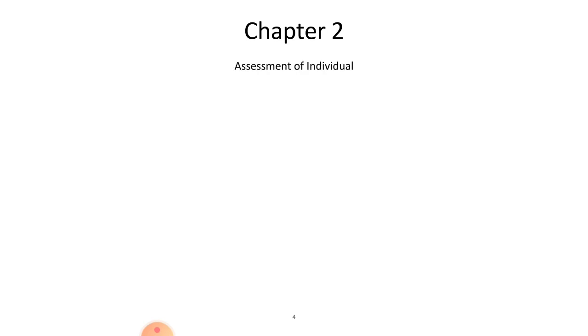In the second chapter, we are studying about assessment of individual. In the last semester, you already studied about assessment of individual under 5 heads, as I already told you. Here you have to combine those 5 heads and calculate the taxable income of an individual.